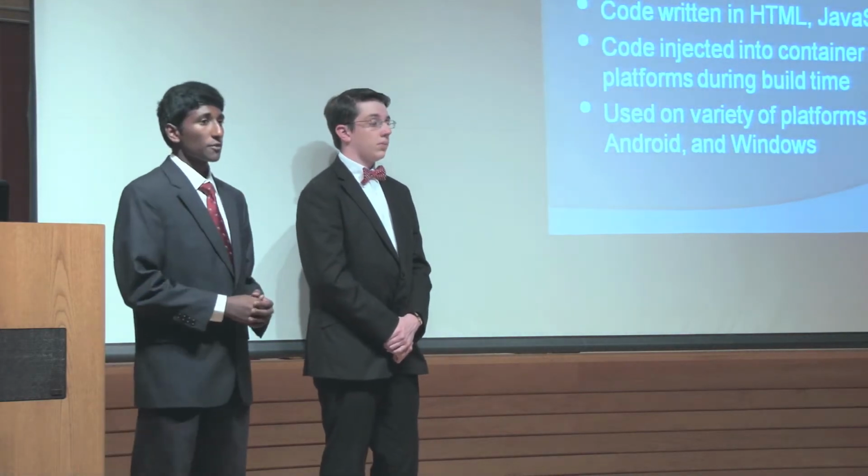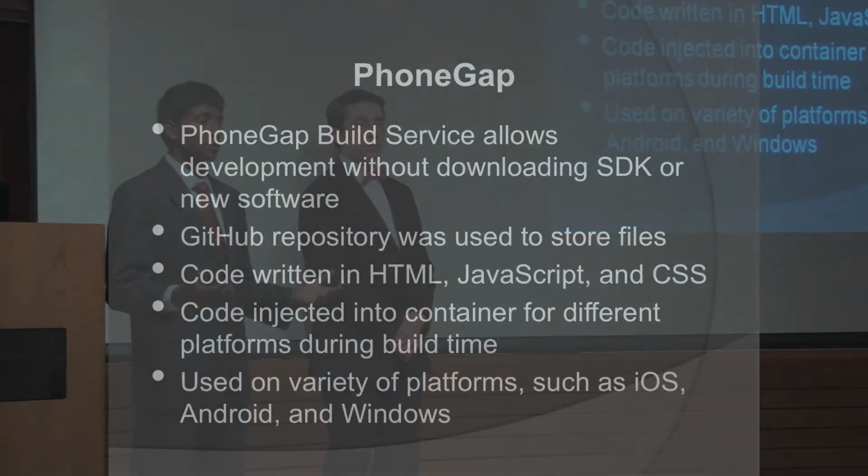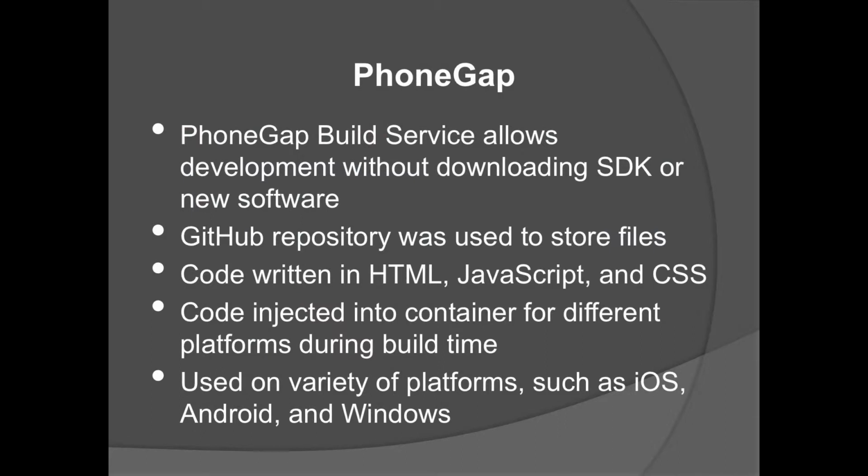So PhoneGap. The PhoneGap Build service allows you to build a cross-platform app without having to download an SDK or any new software. It does this by accessing your code from either Adobe or something called GitHub. GitHub is a website where you can store your files in something called a repository, which is similar to a folder. Once you store your files in a repository, the PhoneGap Build service accesses the files and you're able to run the app.